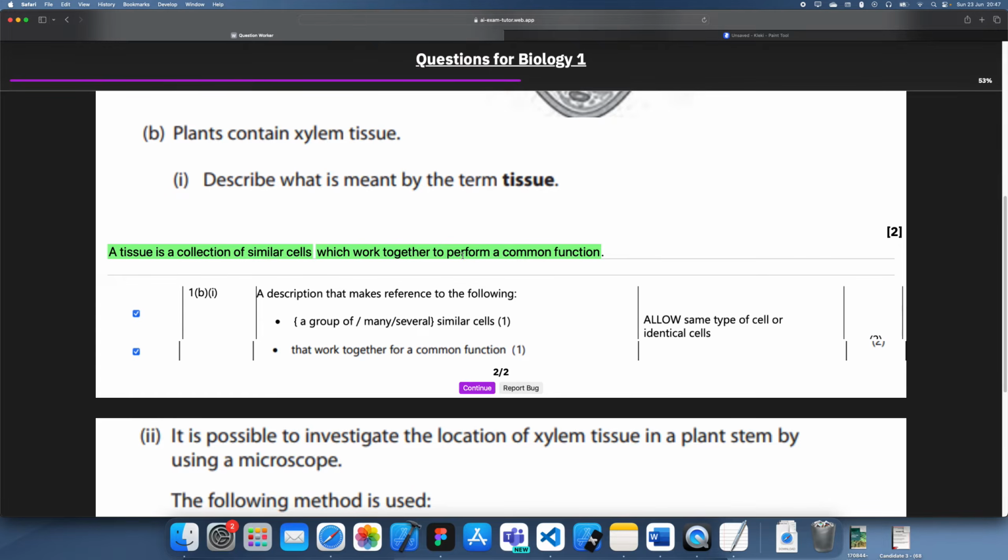It also highlights what you've done. You can see this is the mark scheme: it is a group of many similar cells, we got that, that work together for a common function, so we also managed to get that. This product is in beta, so it's a bit glitchy here and there, but it overall does work pretty well.